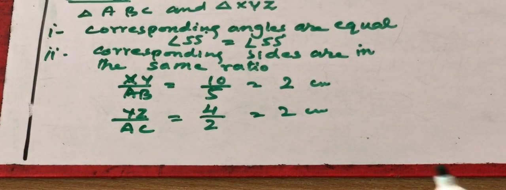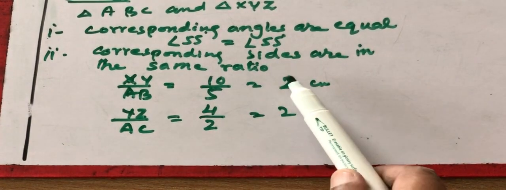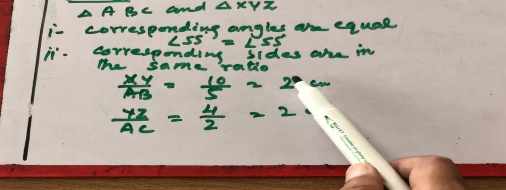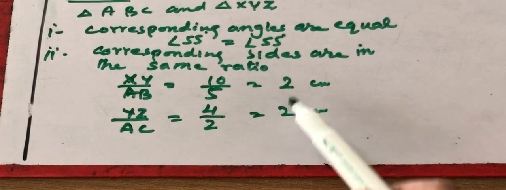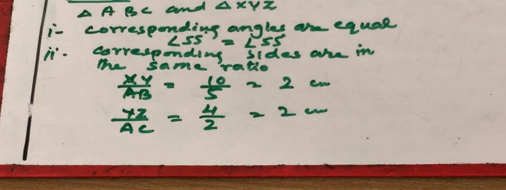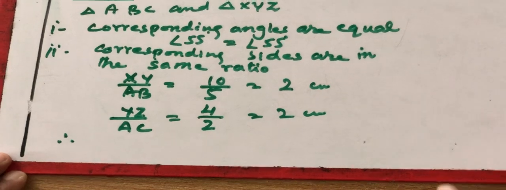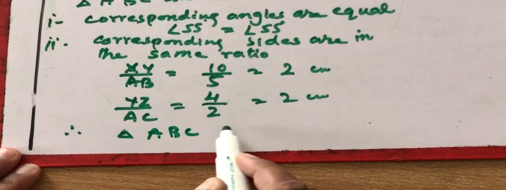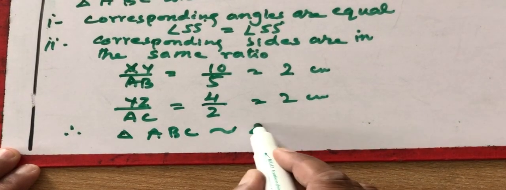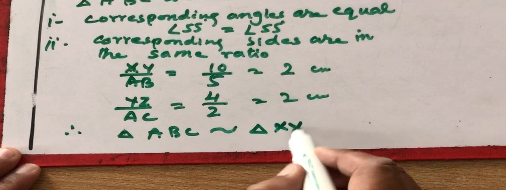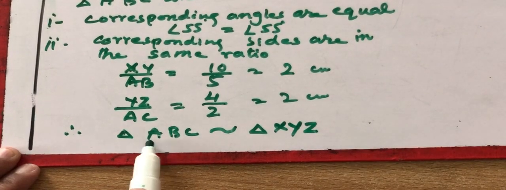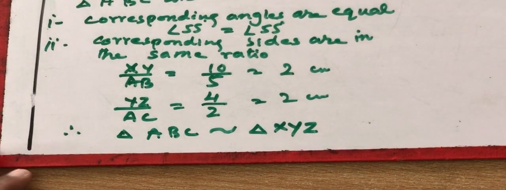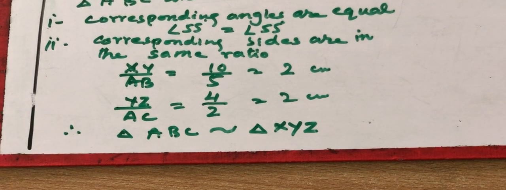As we can see, their corresponding angles are equal and the ratio between the corresponding sides is the same. So these two triangles are similar to each other. Therefore we can say that triangle ABC is similar to triangle XYZ. So in this way we can find whether other triangles are similar to each other or not.